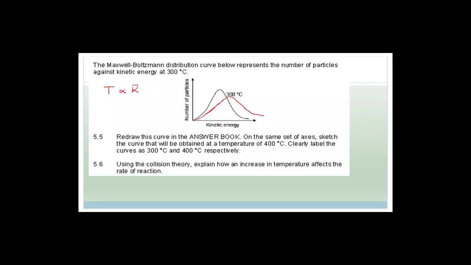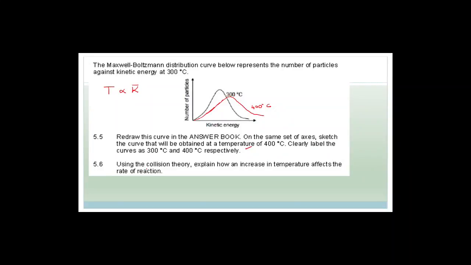What's also important is that the peak of the red 400 degrees Celsius graph is lower than the 300 degrees Celsius graph. The reason is that you have to have the same number of particles in the container. It's not like we've suddenly added or removed particles. It's exactly the same number of particles. So for that reason, they are going to be more spread out and more towards the right-hand side, and therefore the peak is going to be lower.